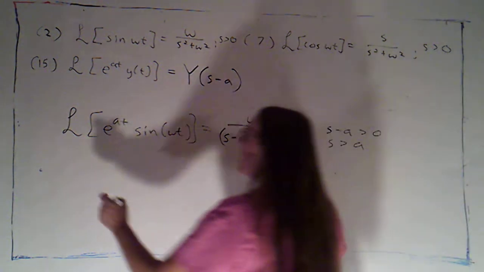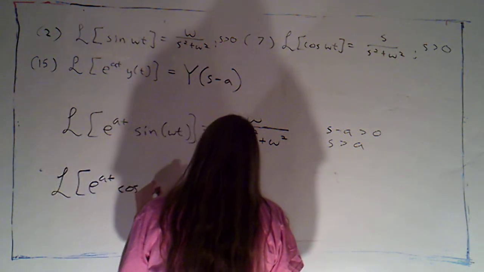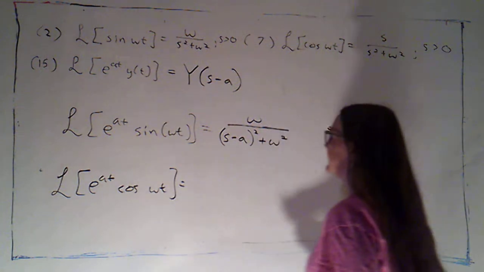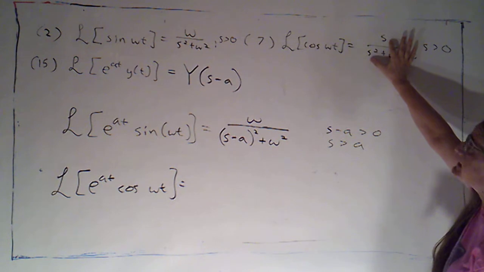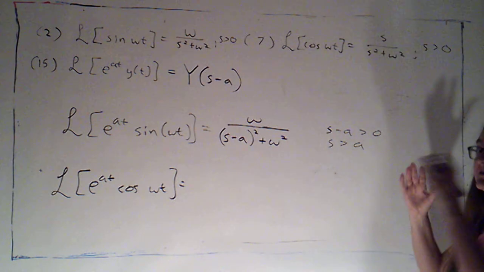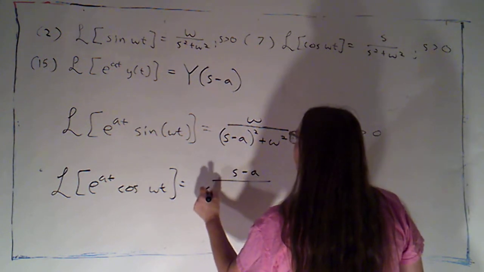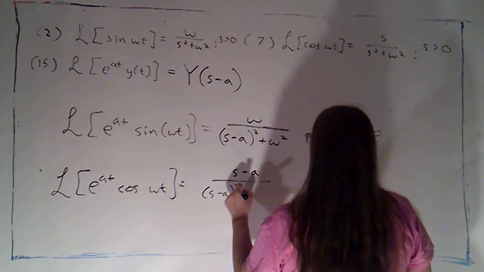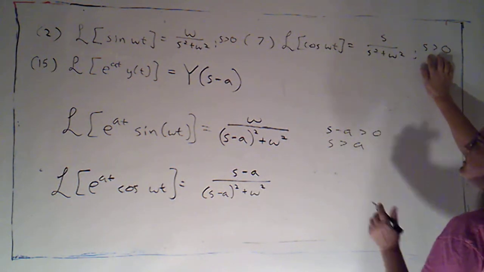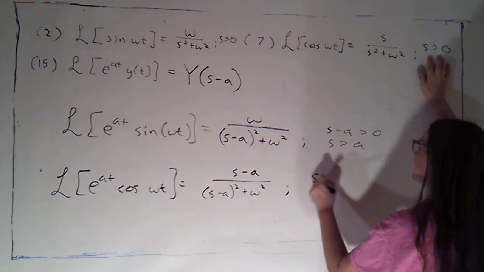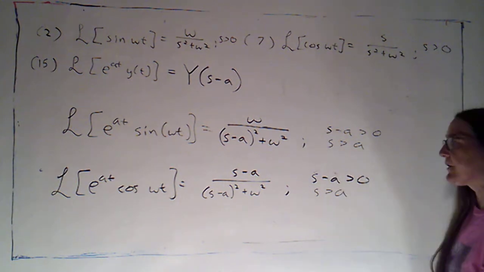Okay. All right. If I look at the Laplace transform of e to the at times cosine omega t, that's just going to be this formula, but I'm replacing s with s minus a, and that's all the s's. So I'm going to get s minus a over s minus a squared plus omega squared. And again, this restriction on s becomes a restriction on s minus a. So s minus a has to be positive, s has to be bigger than a.